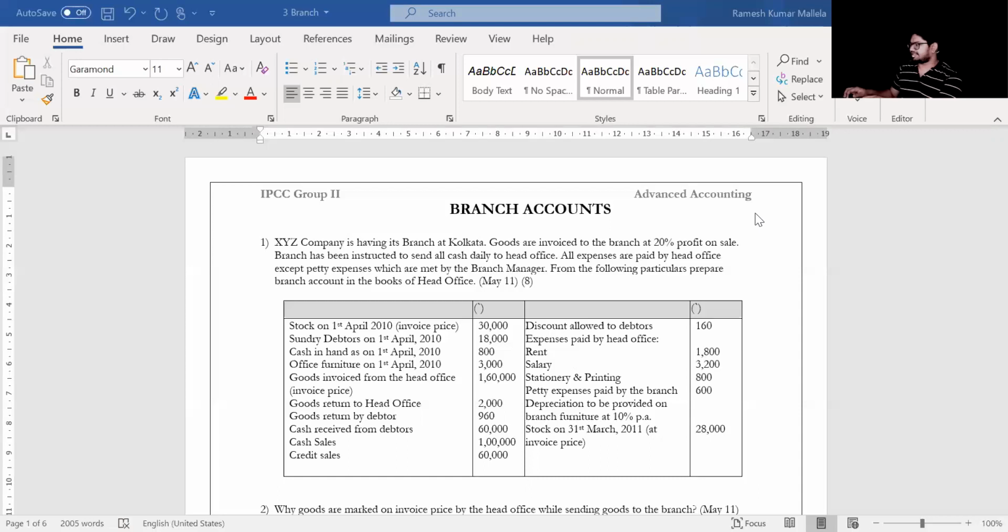So, first question in branch accounts, let us do now. We are doing the Kolkata branch account in head office books. We have four columns: particulars and amount, and the same particulars and amounts here also. So these are the columns we have.